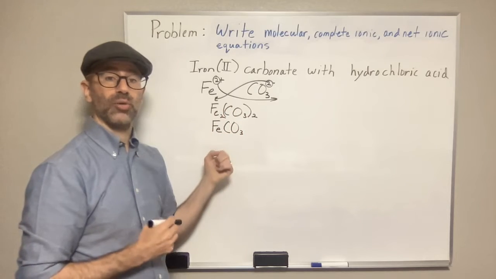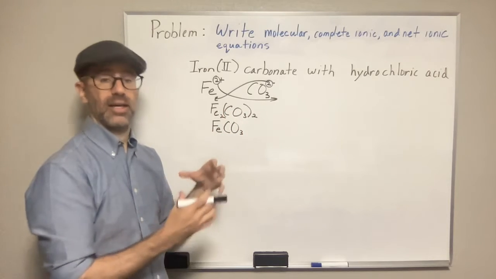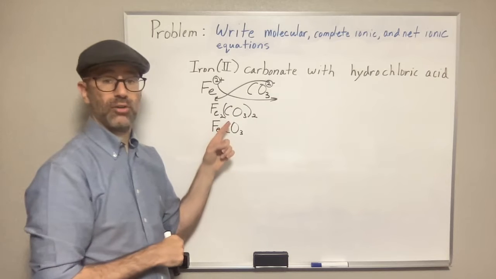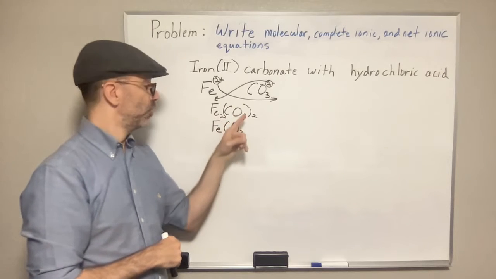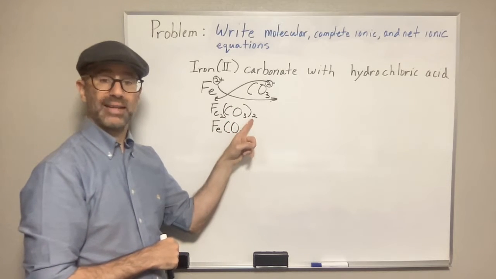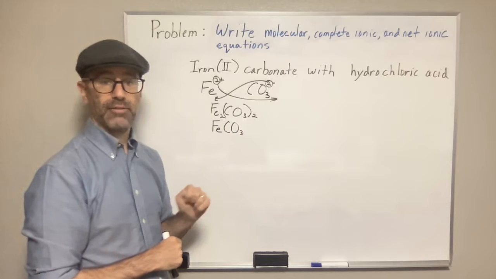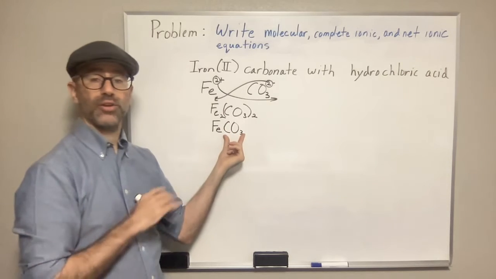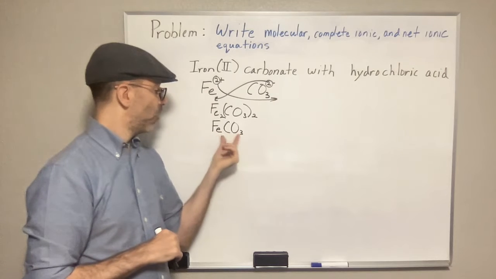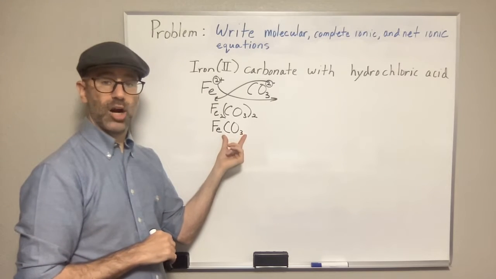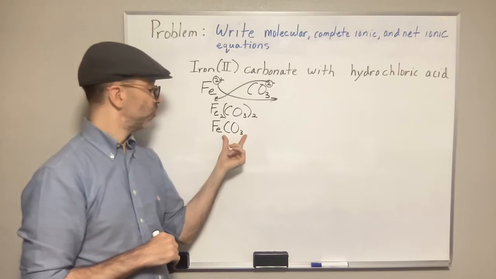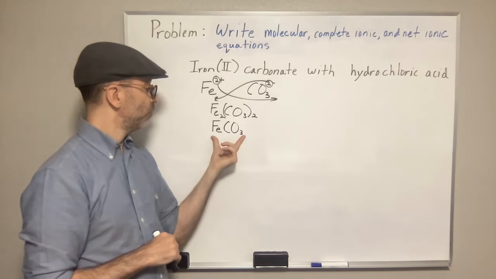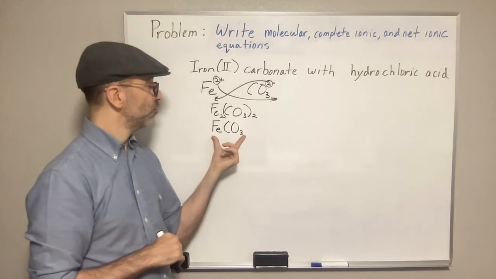You'll notice that when I had more than one carbonate ion, I used parentheses. Whenever you have more than one polyatomic ion, you're going to need to use parentheses around the polyatomic ion, and you're going to put the subscript on the outside to indicate how many you have. When you only have one, there's no parentheses. So here I only have one carbonate ion, so there's no parentheses used. So here's my formula for iron carbonate, or iron 2 carbonate.